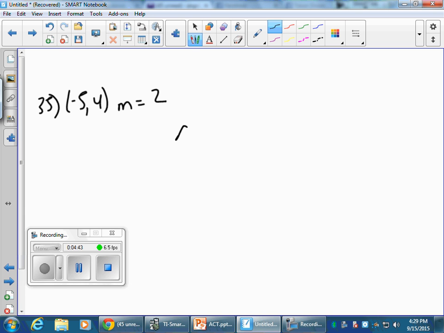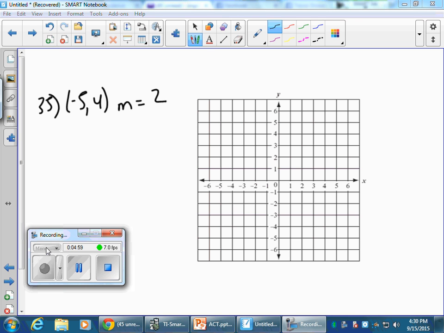So if I think about negative 5, 4, and I'm going to try my best to draw this. I could have brought down, probably would have been better if I'd brought down a graph. On the next one I will, so that's a little bit neater. Tell you what, I'll do that right quick. All right, here we go. So negative 5, 4, 1, 2, 3, 4 is here.